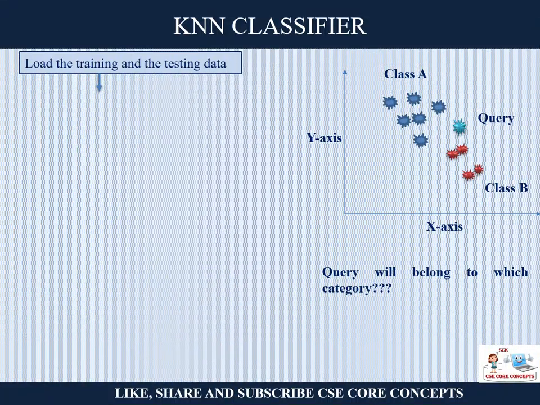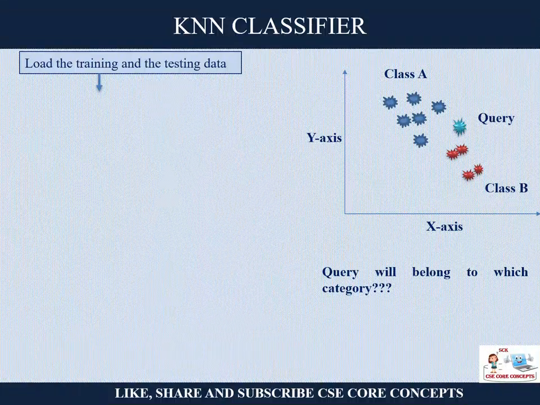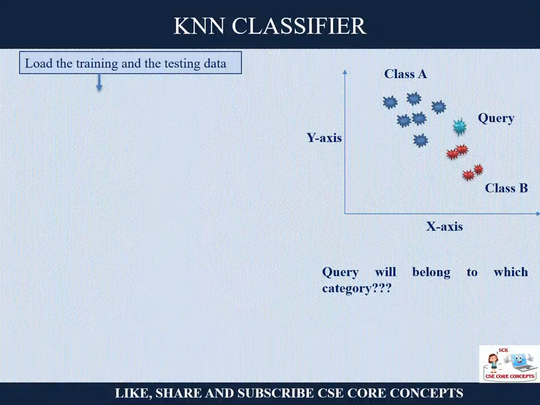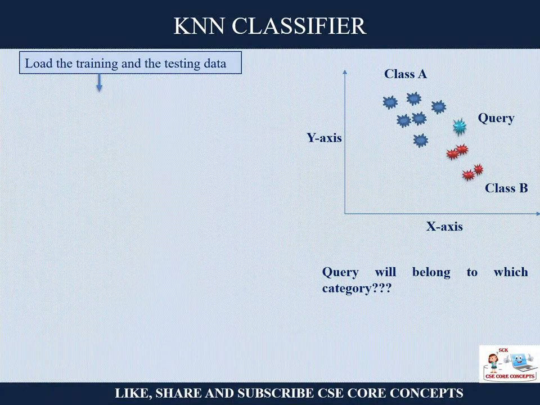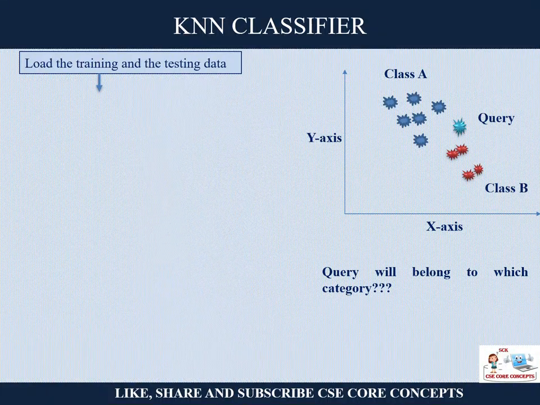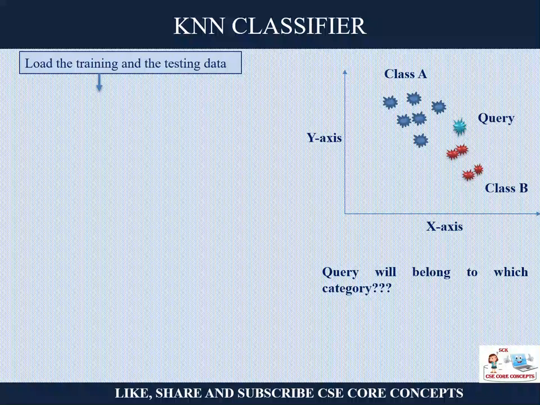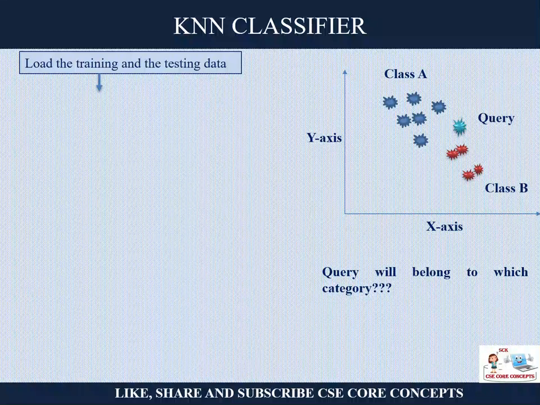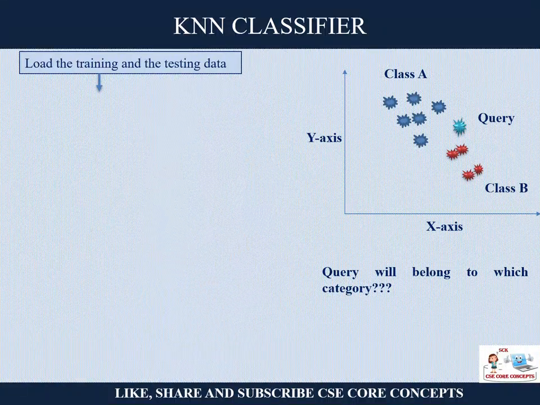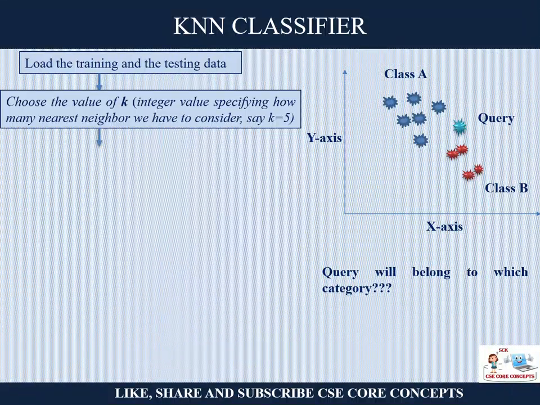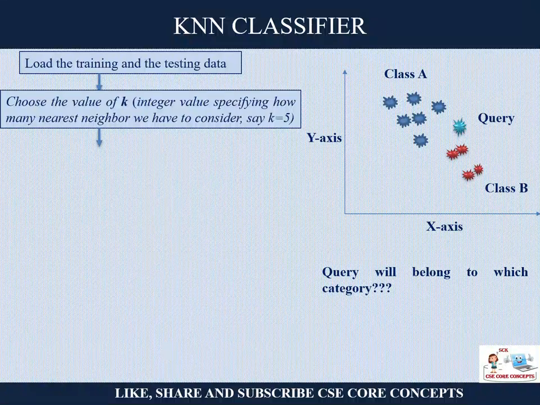That is why this algorithm is called a lazy learner. In other algorithms, when we discuss them, you will find that first we perform a proper training of the model and only then we give the testing data. But in this algorithm, we pass the training data and the testing data all together since the distance between the testing data and the training data has to be figured out. Understood? So we load both the data and you decide the value of k.